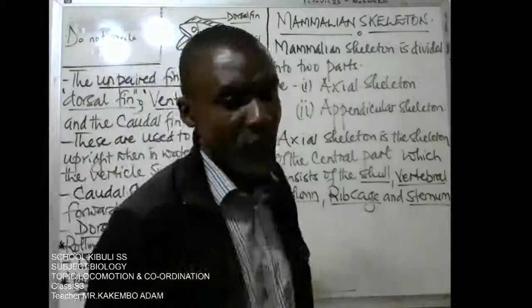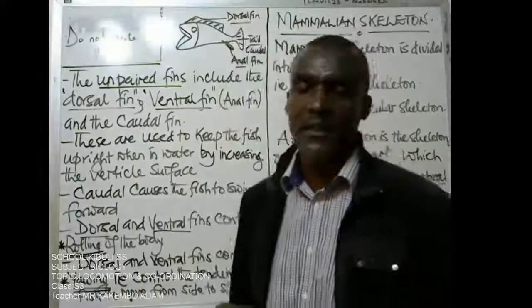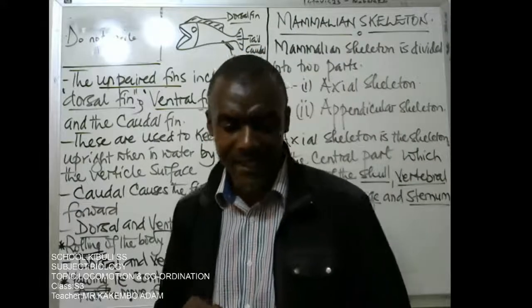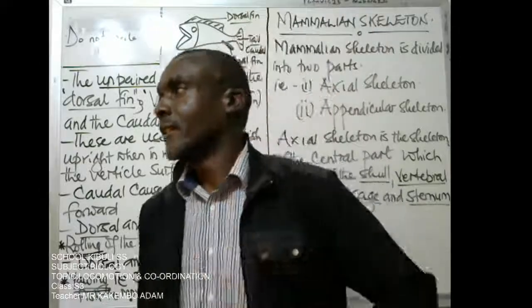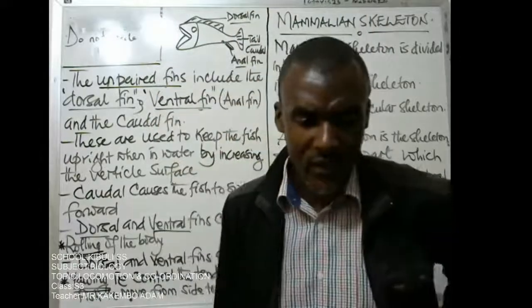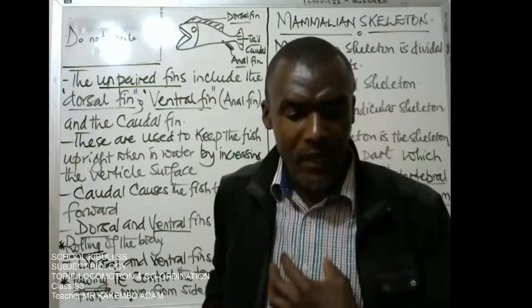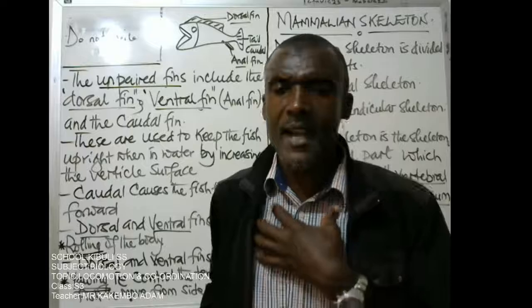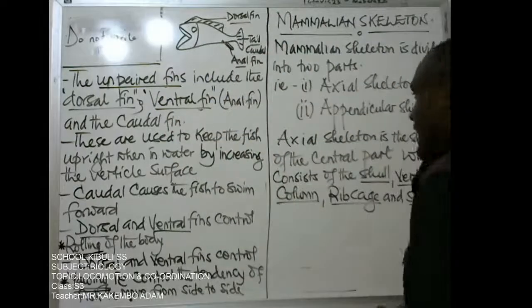If you look at the drawing of the skeleton, you can identify those parts we have talked about: the skull, the vertebral column from the neck down, then the rib cage and the sternum or the breastbone. Those make up the exoskeleton.